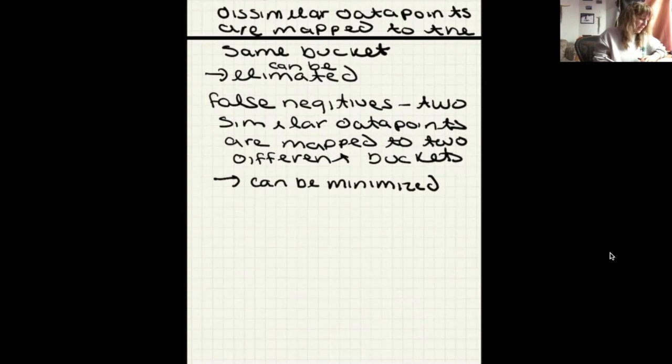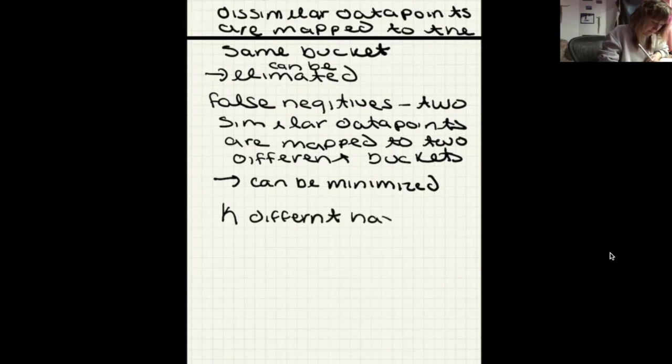We can do that. One way specifically would be to have k different hash tables, randomly selecting distinct hash functions from the same family that map to the same set of bucket keys.